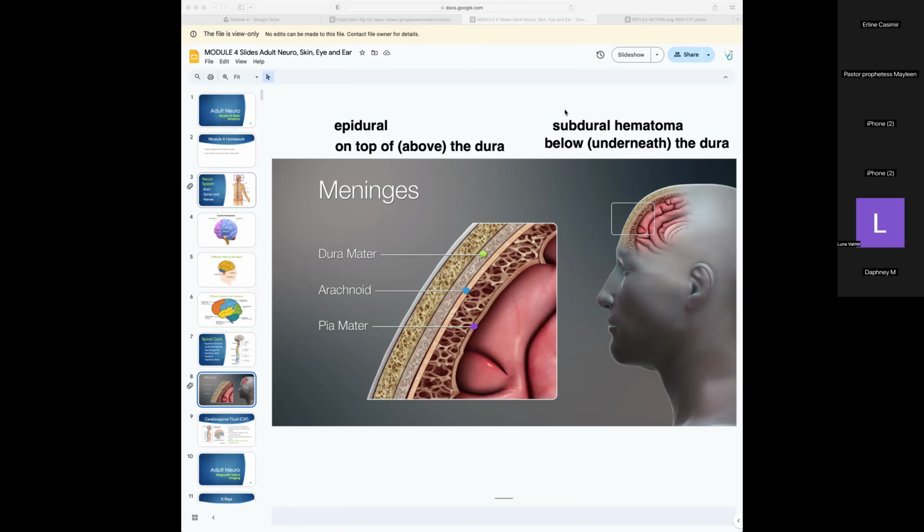Underneath it. Very good. Or a patient can have a subarachnoid hematoma. So would the subarachnoid hematoma be underneath the green dot or underneath the blue dot? A subarachnoid.